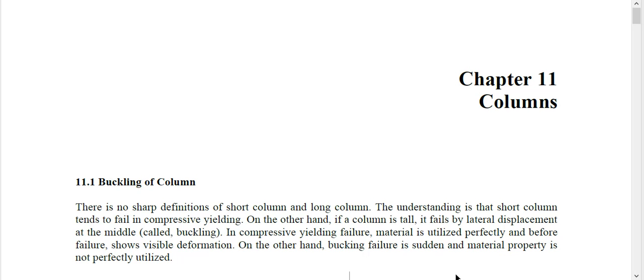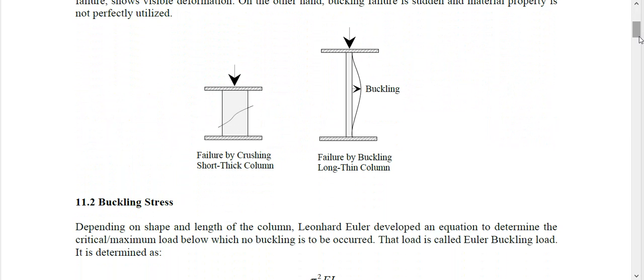This time we will start column. We will do the very basics of column. So first of all, what is column? Column is a compression member, but sometimes it takes moment, but mainly column is for compression member. So how may a column fail? Column may fail in mainly two ways.